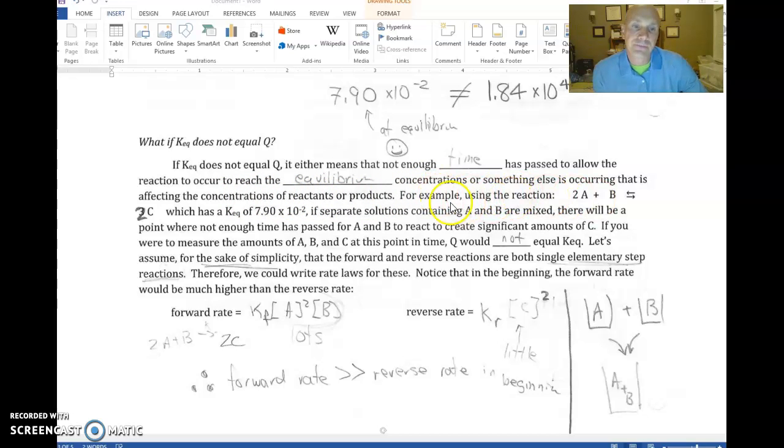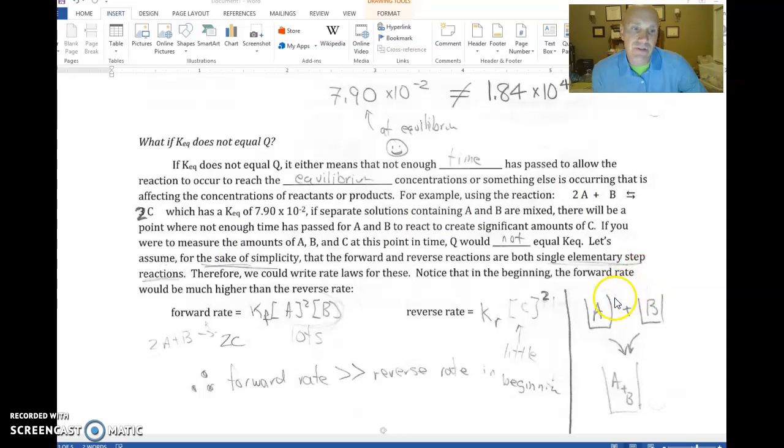So first of all, we'll talk about the first situation. Let's say that we've got this reaction here, and here's the equilibrium constant. In the beginning, all we're going to have is A and B. We're not going to have any C yet, and the reason is we haven't mixed A and B, and that mixing is necessary for the reaction to occur.